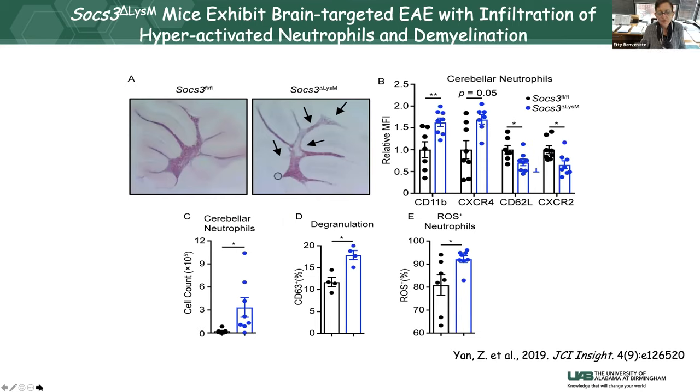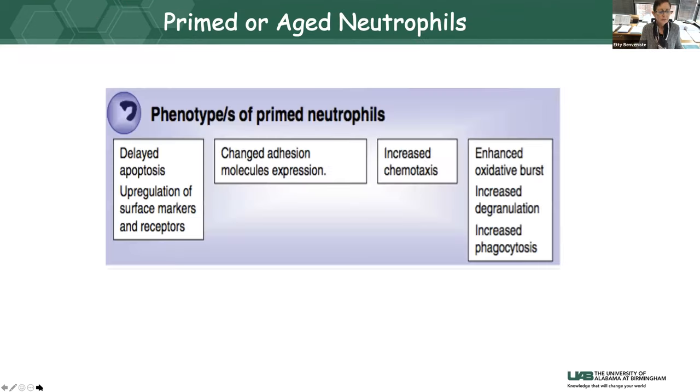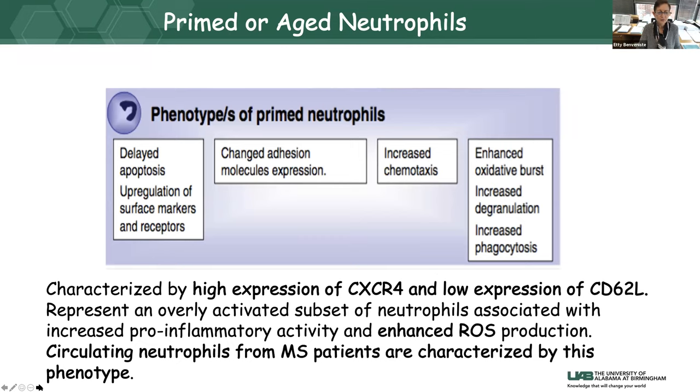There is an increase in the overall number of neutrophils within the cerebellum. And the phenotype of these neutrophils: they have enhanced levels of CD11b, reduced levels of CD62L and CXCR2, as well as an increase in ROS production. And this phenotype is actually characteristic of what are called primed or aged neutrophils.